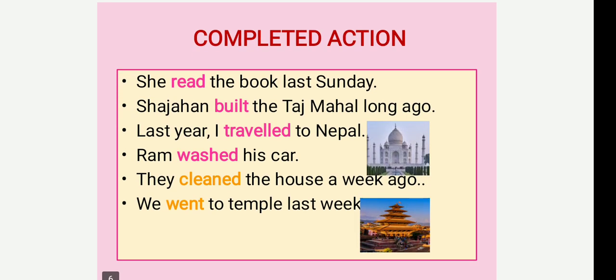Let us learn where we will use past tense. The first point is we use past tense to speak about the completed action. Sometimes it may refer to time, it may not refer to time, but the verb shows that the action has completed by taking its past verb. She read the book last Sunday. That means last Sunday she was reading her book, but now she has not. Shah Jahan built the Taj Mahal long ago. Long years ago, Shah Jahan built the Taj Mahal. The action was completed. He built. The past form of build is built.